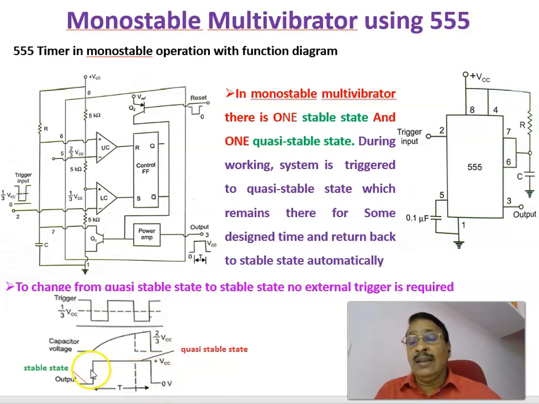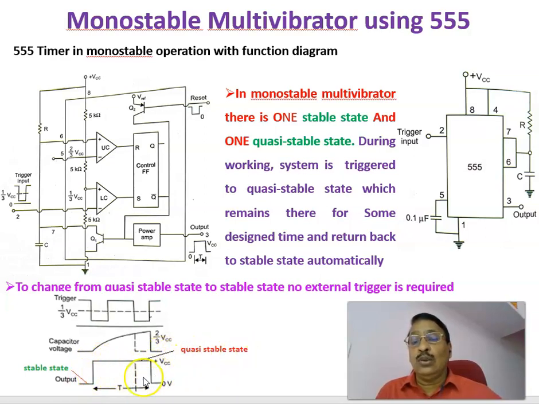This is a stable state and this is a quasi-stable state, and here the capacitor is charging from 0 to 2/3. During that duration you will be getting a high output, and that is the quasi-stable state. Once the capacitor voltage reaches 2/3 VCC, the output goes low and again comes back to the stable state. When the output is low, we take it as the stable state. When the output is high, it is called the quasi-stable state.